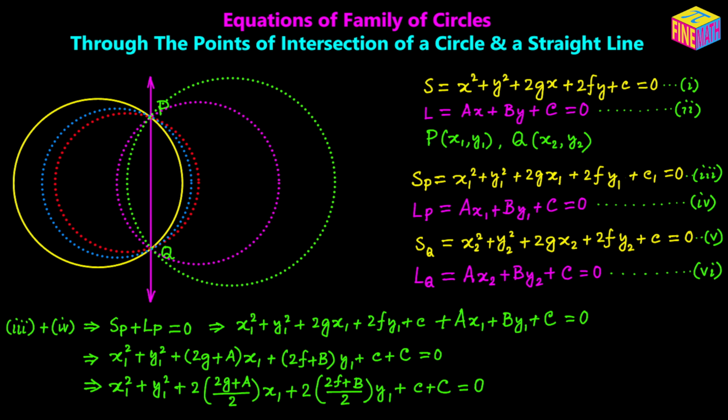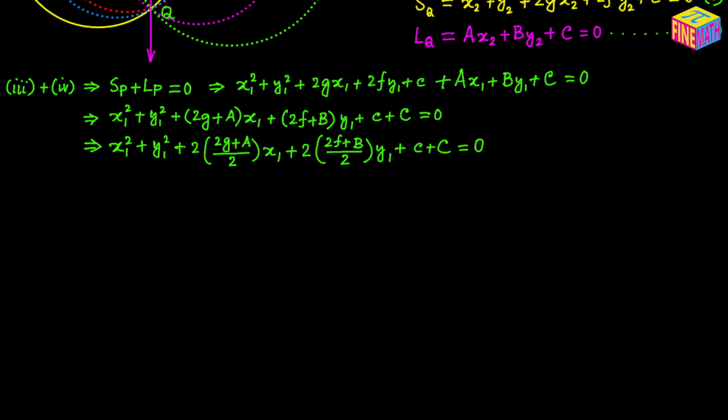So we can rewrite the equation like this, and then we can write it in a simplified form which is kind of like this, where g sub 1 is actually (2g plus a) over 2, and f sub 1 is actually (2f plus b) over 2, and c sub 1 is actually lowercase c plus uppercase C. Lowercase c is the constant term for the equation of the circle, and uppercase C is the constant term for the equation of the straight line.